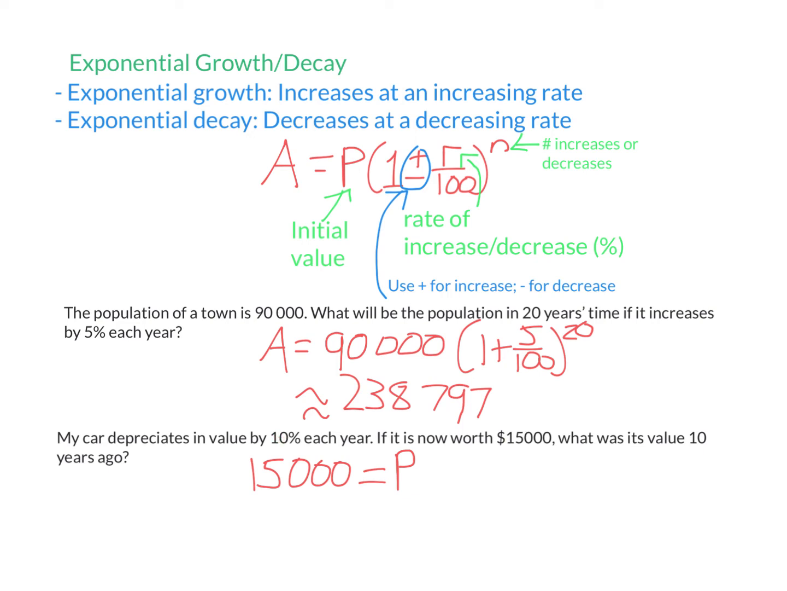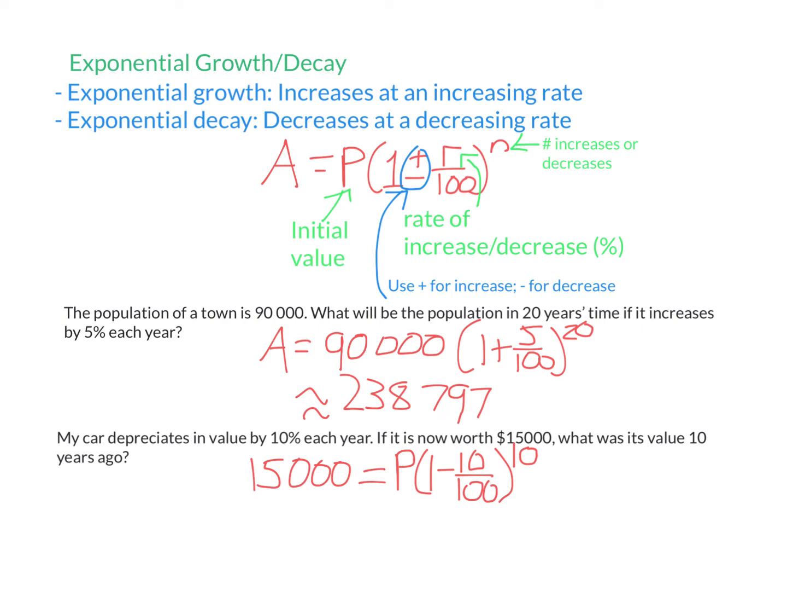So we're still using the same formula here, but this time, because the quantity is decreasing, it's going to be 1 minus r over 100. So r is 10, it's going to be 1 minus 10 over 100, and there were 10 decreases. So once a year for 10 years, so a 10 goes there.